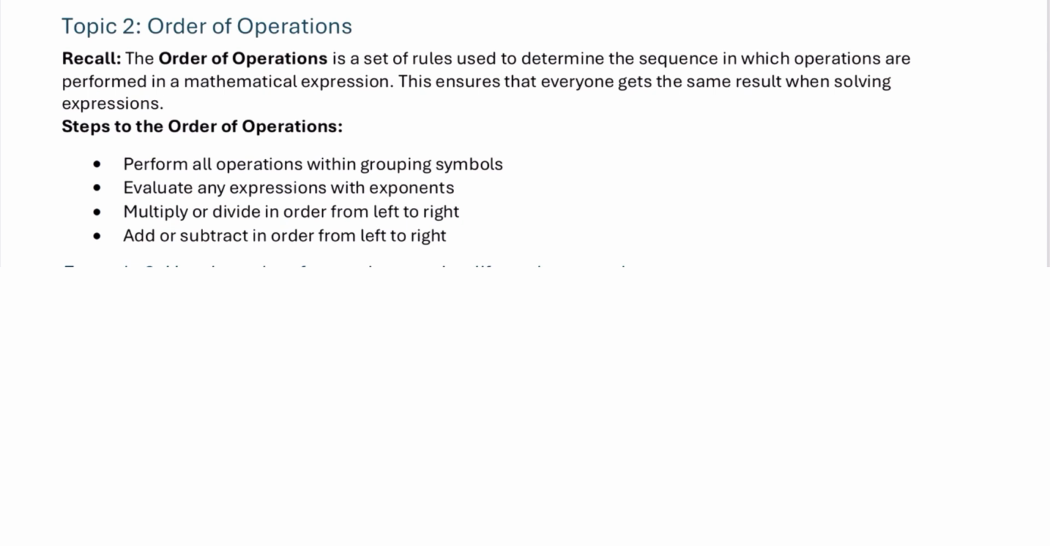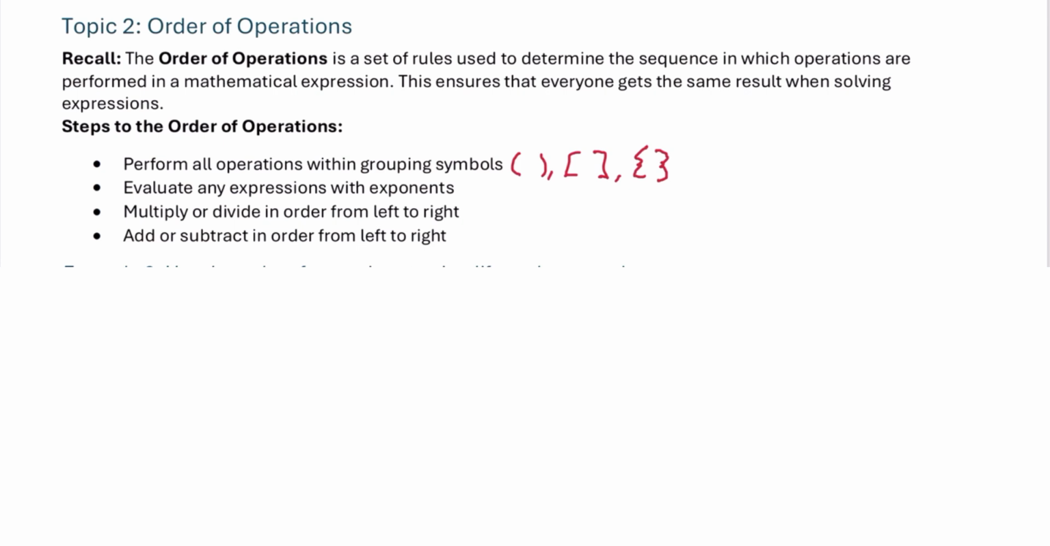Recall the order of operations is a set of rules used to determine the sequence in which operations are performed in a mathematical expression. This ensures that everyone gets the same result when solving expressions. The steps to the order of operations are: first, perform any operations within grouping symbols, that is, parentheses, brackets, braces.